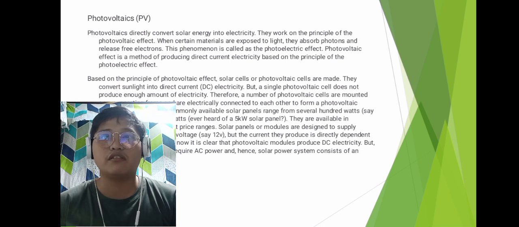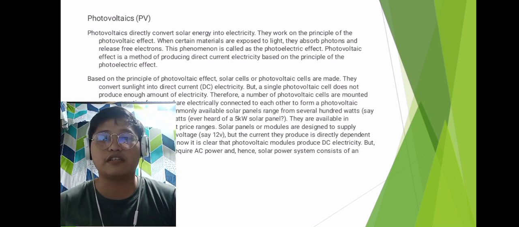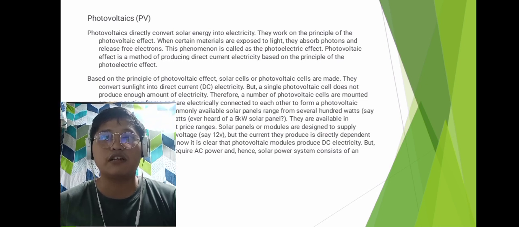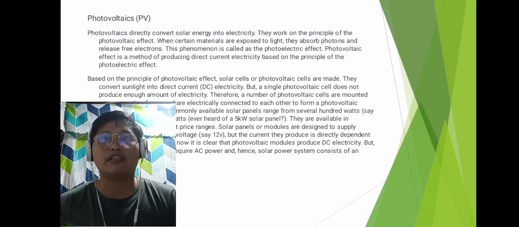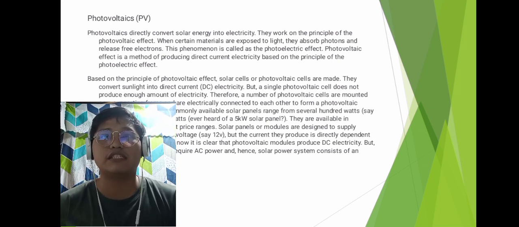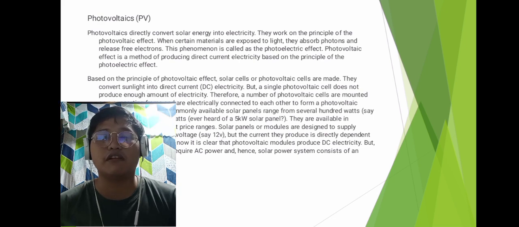Solar panels or modules are designed to supply electric power at a certain voltage, say 12 volts, but the current they produce is directly dependent on the incident light. As of now, it is clear that photovoltaic modules produce DC electricity, but most of the time we require AC power, and hence a solar power system consists of an inverter too.